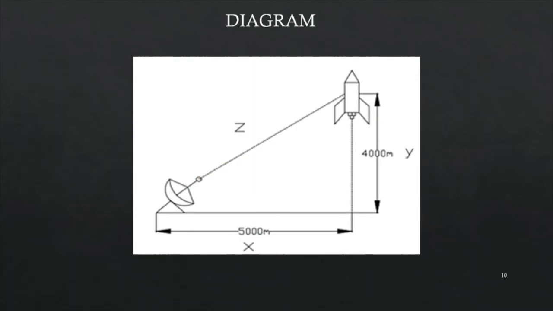The diagram shows the relationship between the rocket and radar system, where y equals 4,000 meters, x equals 5,000 meters and z is unknown. Now I will share the video of how to construct the rocket and radar system in AutoCAD software.